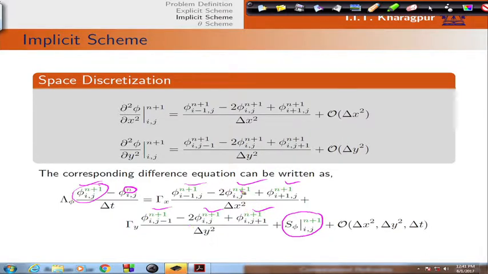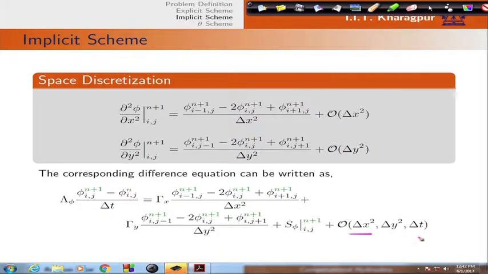if we combine with this term and this term, that will be counted as single term. So, we have 1, 2, 3, 4 and 5 unknown values for this particular governing equation. And overall accuracy of the scheme is del x square, del y square, in time this is del t.